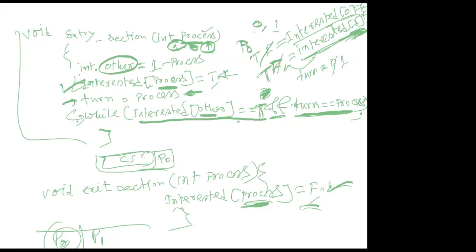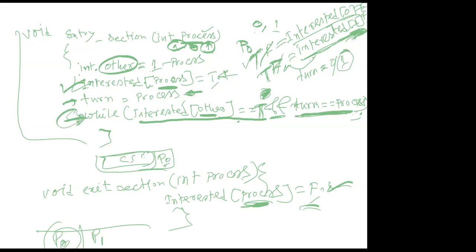Then it checks the while loop. Is interested other T? Yes, interested other means interested 0, and interested 0 is already T because it is already inside the critical section. Then it checks whether turn equals process. Turn is currently 1, and process is also 1, so the while loop condition is true and it will execute this while loop.